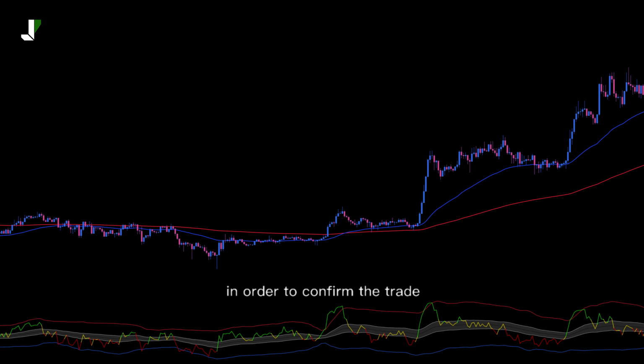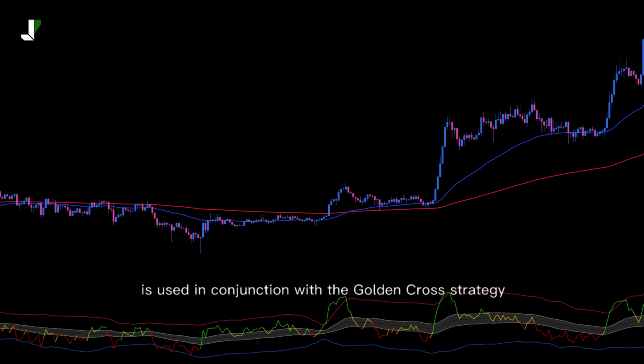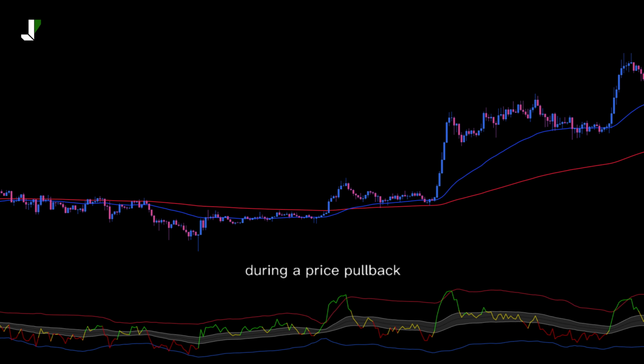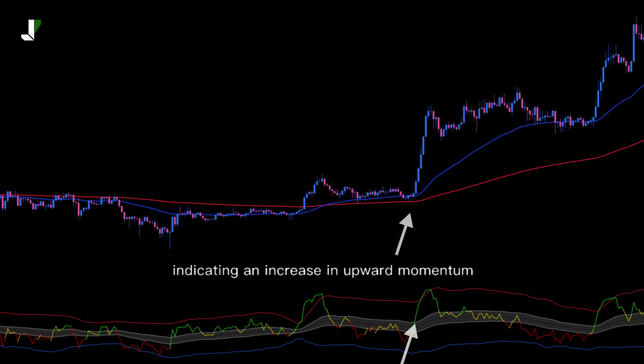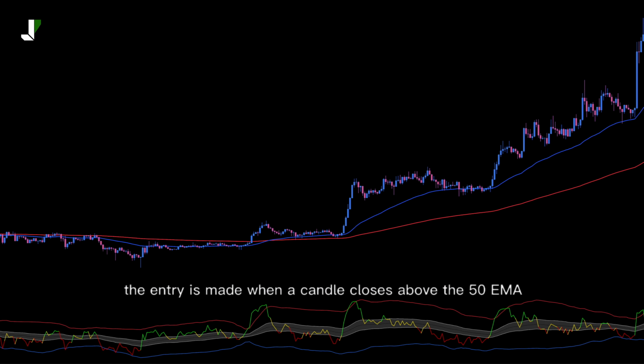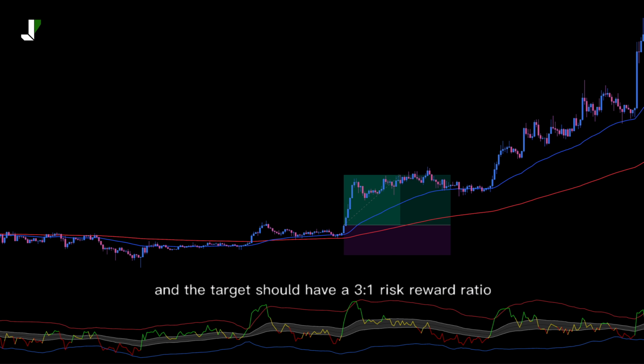In order to confirm the trade, RSI with dispersion is used in conjunction with the golden cross strategy. During a price pullback, the RSI must not cross the bottom Bollinger Band, but instead should cross back up above the dispersion band, indicating an increase in upward momentum. The entry is made when a candle closes above the 50 EMA. The stop loss is placed below the recent low, and the target should have a 3-to-1 risk-reward ratio.